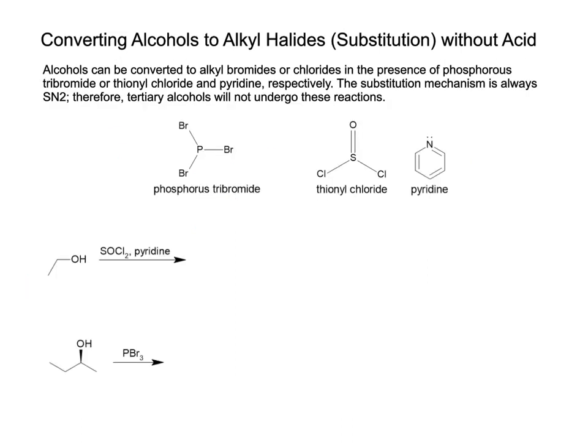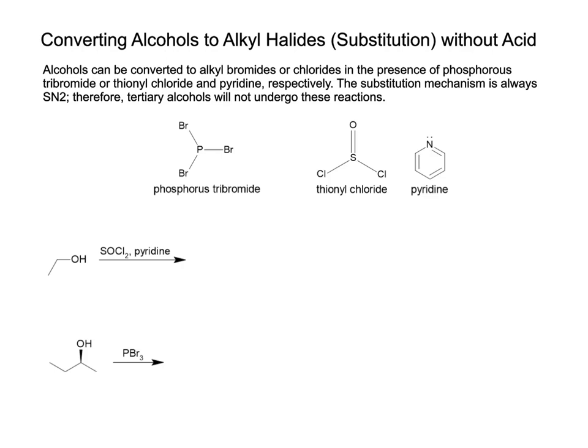complete the reaction. Alcohols can also be converted to alkyl bromides or alkyl chlorides without acid in the presence of either phosphorus tribromide or thionyl chloride with pyridine, respectively. For these reactions, the substitution mechanism is always going to be SN2. Therefore, tertiary alcohols will not undergo these reactions.